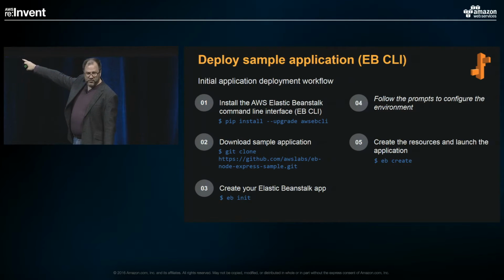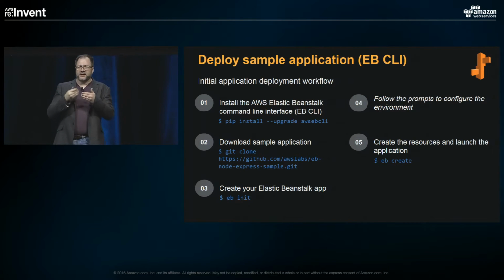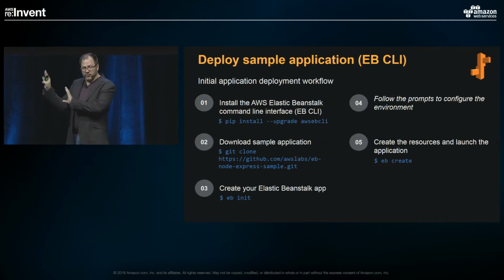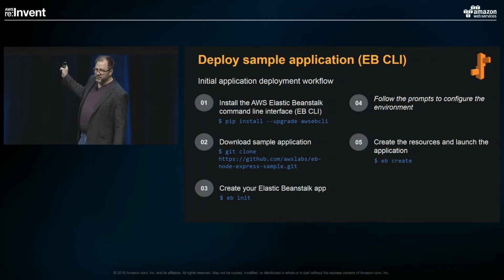You'll see on number 3 there, we're doing an EB init. What this does is like an interactive session of walking you through all of those decisions I talked about 3 or 4 slides ago. So it says, tell me which region you want. Name this application. Tell me whether it's single instance or if it's load balanced, auto-scaled. And once you've walked through those steps, it actually does the deploy for you. When you say EB create, you're off and running.